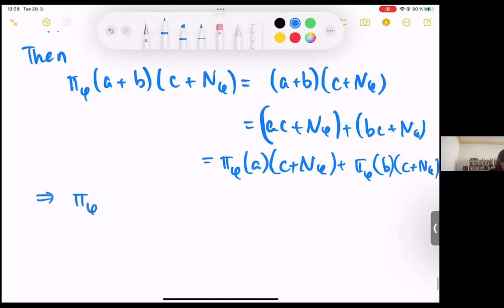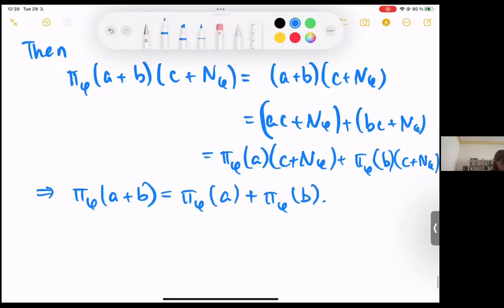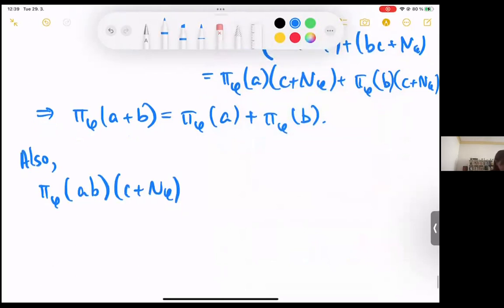So since that's true on the dense subspace, we get that this is additive. And then we need to check that multiplying elements together is the same as composition of operators. Again, this is not very difficult computation.